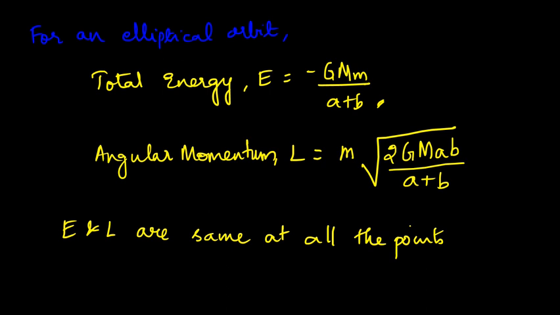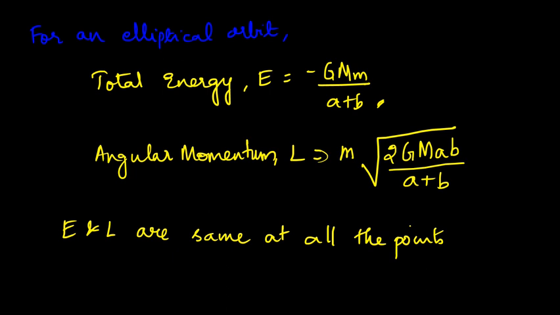So you can directly use this formula, and instead of A and B, you can just substitute your given radius. And instead of mass of planet and mass of sun, you can substitute as m and M given. So I hope this is very useful for you.